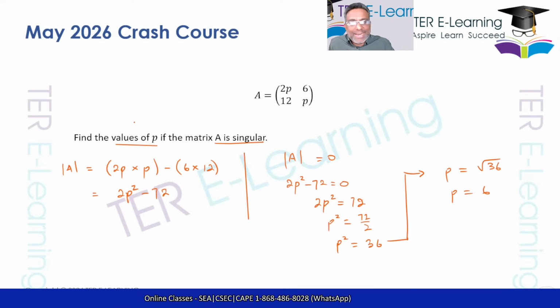Now, if you notice here, I said values. Whenever you work out a square root in maths, there's usually a positive and a negative answer. So one answer could be positive 6 and the second one could be negative 6. So keep that in mind, right? Keep that in mind.